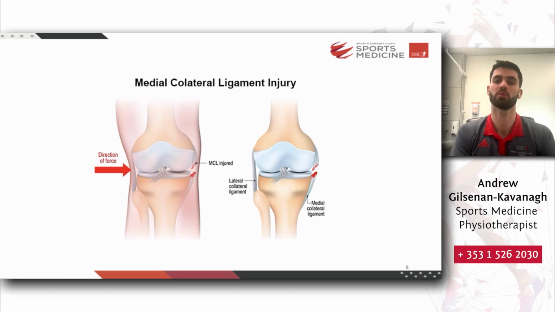Following an injury like this, we can have some perhaps delayed swelling, immediate pain, depending on the severity of the injury, and a sense that the knee is unstable or inability to weight bear through the knee.